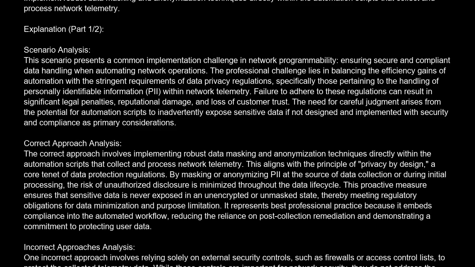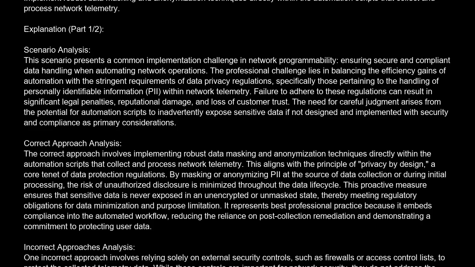The correct answer is B. Implement robust data masking and anonymization techniques directly within the automation scripts that collect and process network telemetry. Explanation. Scenario analysis. This scenario presents a common implementation challenge in network programmability, ensuring secure and compliant data handling when automating network operations. The professional challenge lies in balancing the efficiency gains of automation with the stringent requirements of data privacy regulations, specifically those pertaining to the handling of personally identifiable information, PII, within network telemetry.